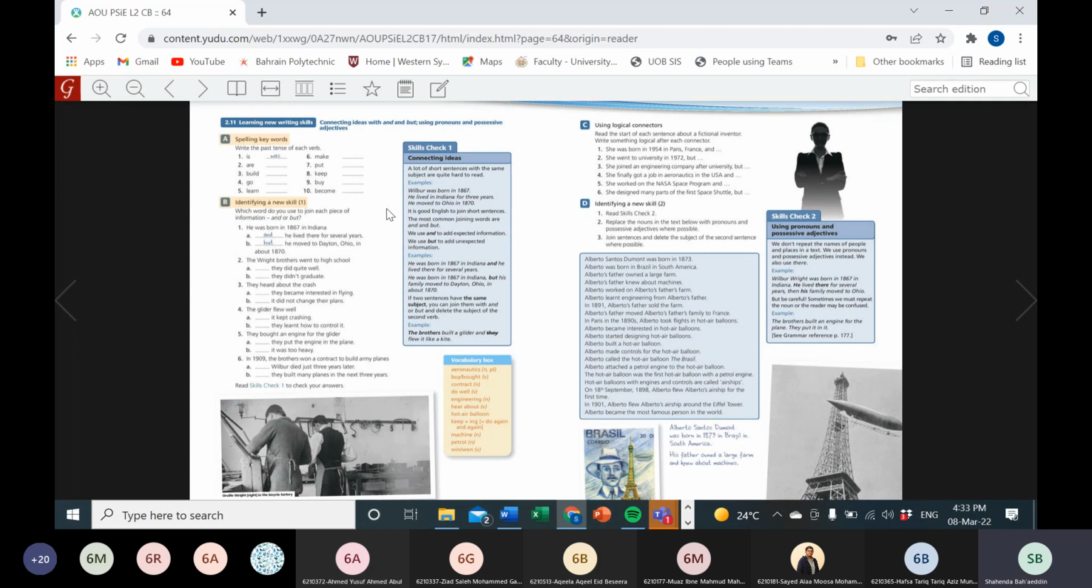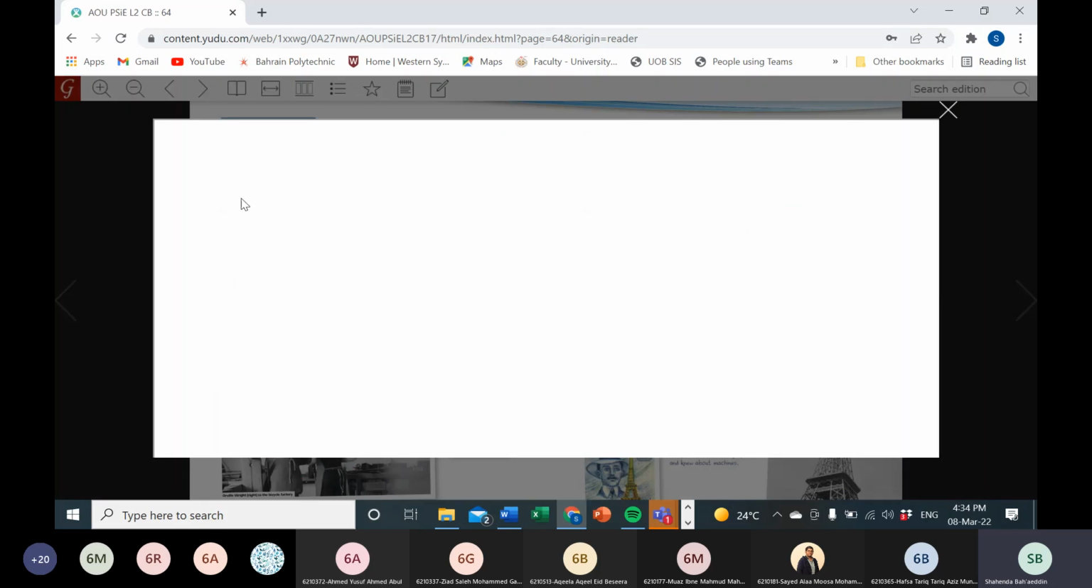He was born in 1867 in Indiana, and he lived there for several years. Okay, good. But he moved to Dayton, Ohio in about 1870. Why did I use "but"? Because he left the place. So this is unexpected information. After living some time in Indiana, he left Indiana for another place. What about the second sentence? Let me open this here.